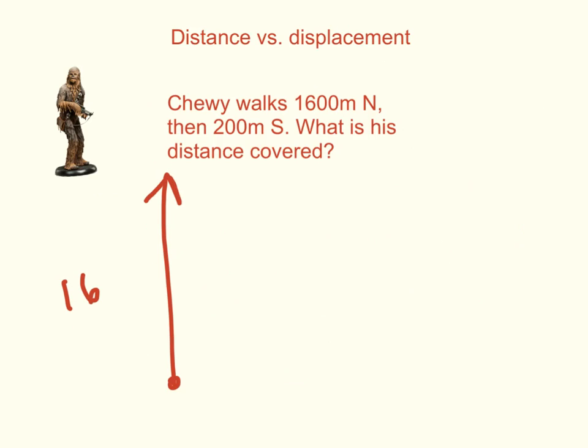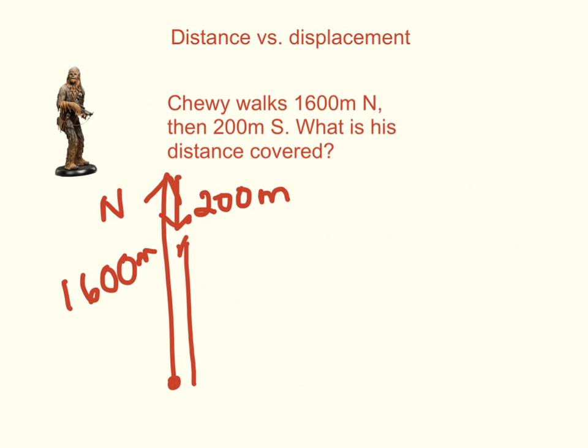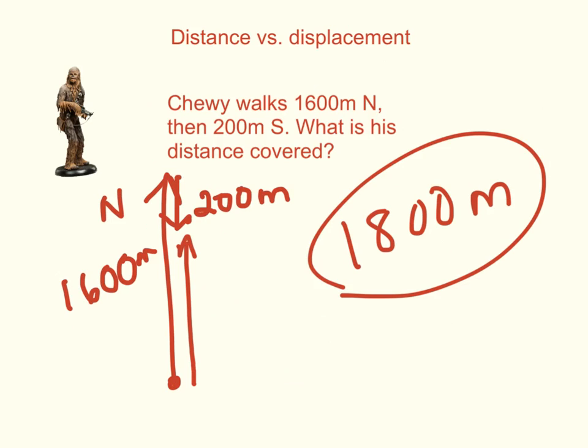And that's going to represent our 1,600 meters. We're going to say north is up. So then we turn around. He turns around and walks 200 meters south, like that. His displacement is going to be this distance here. His distance is going to be 1,600 plus 200 meters, 1,800 meters. And we don't worry about direction.